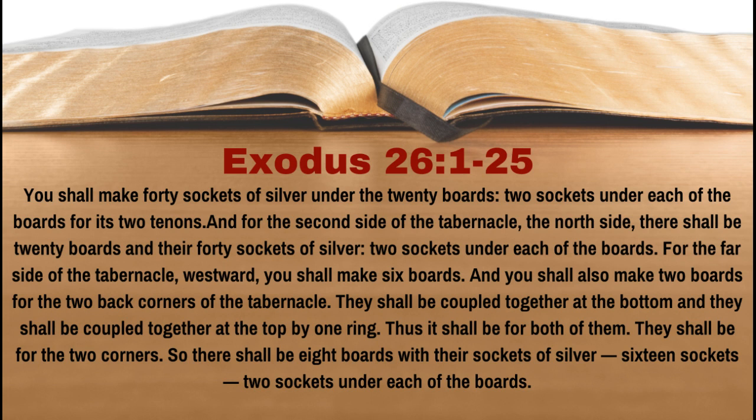And you shall also make two boards for the two back corners of the tabernacle. They shall be coupled together at the bottom, and they shall be coupled together at the top by one ring. Thus it shall be for both of them. They shall be for the two corners. So there shall be eight boards with their sockets of silver, sixteen sockets, two sockets under each of the boards.